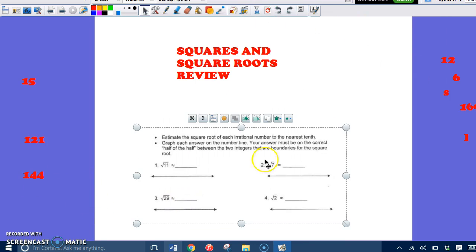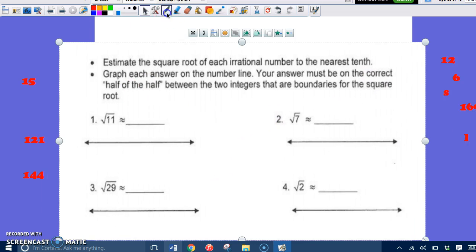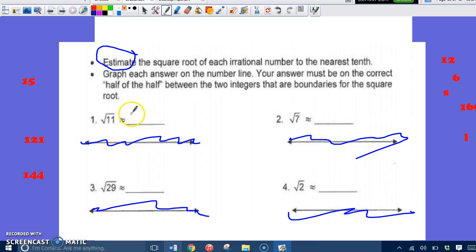Another part of your midterm exam is going to ask us to do estimating square roots. We have decided that you don't have to use a number line, so the number line part will not be on your midterm exam. This is the symbol for estimating. Notice how it looks like an equal sign, but it's wavy because it means an approximate answer. All we want you to do is tell us between what two digits the square root of 11 falls.